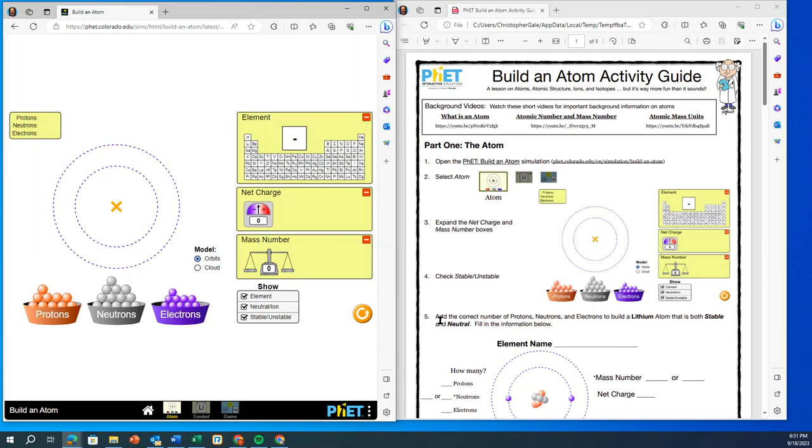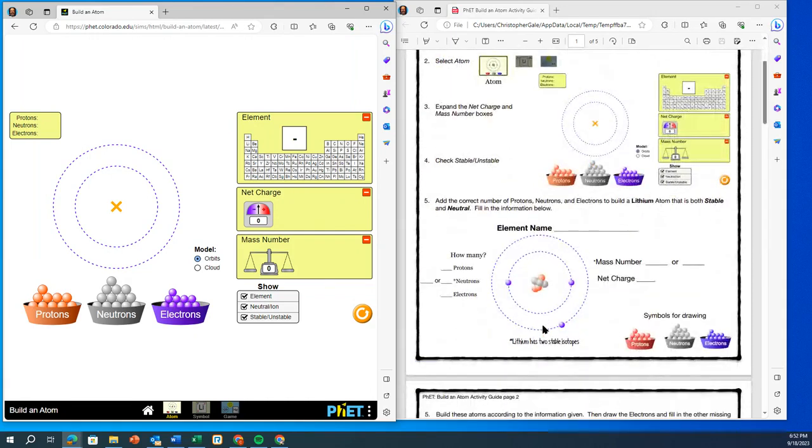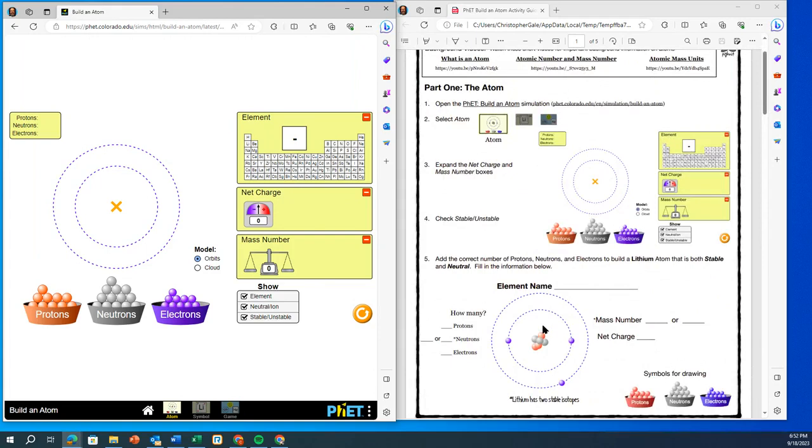So in the instructions, I've done all three. I've opened it, I've selected the atom, I've expanded the net charge, I've checked on the stable or unstable. Add the correct number of protons. So now I'm on 5. Add the correct number of protons, neutrons, and electrons to build the lithium atom, and that is both stable and neutral. Okay, so let's try that first. All right, so lithium.